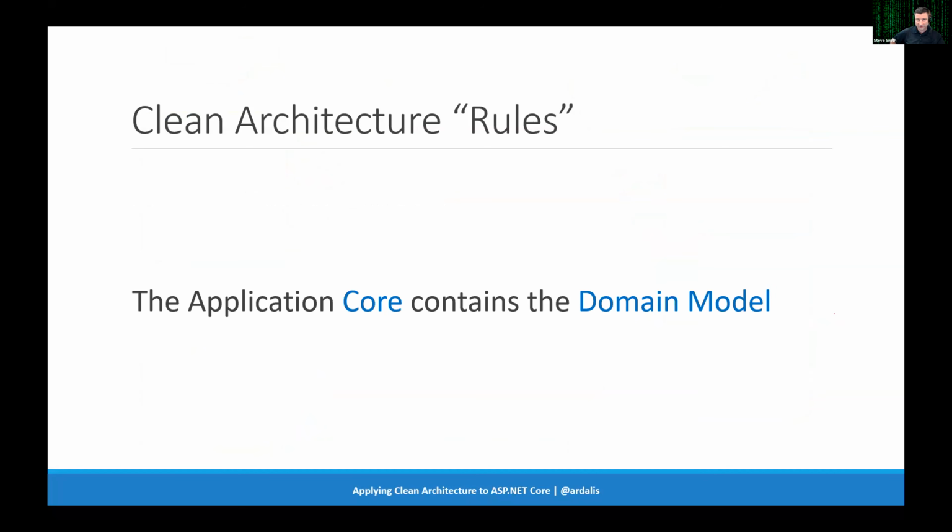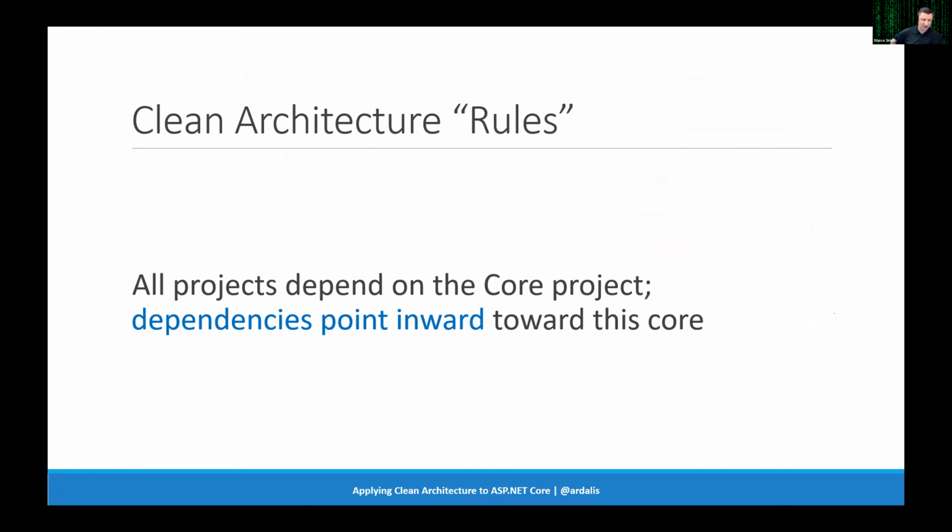The first rule is that the application core should contain the domain model, and only the application core has all the domain logic in it, right? So it shouldn't bleed out into the UI. It shouldn't be in the infrastructure project either. Everything should be in the core project, and then all your dependencies depend on the core project. So if you're using the onion circle diagram, everything points inward toward the inner circle, and the innermost circle is the core project in your system.